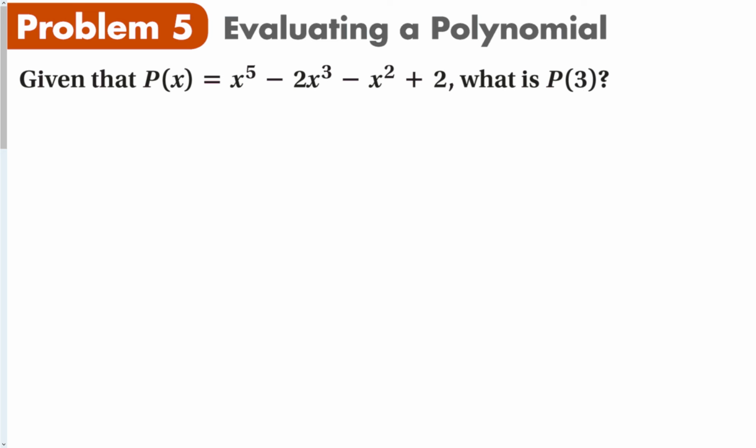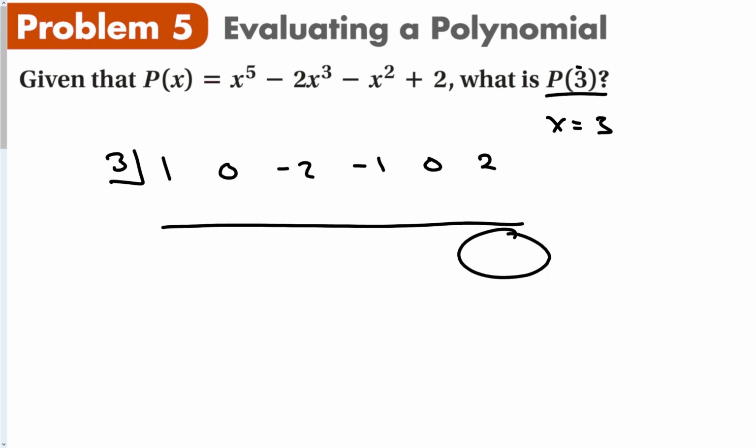Or you could use synthetic division, okay? Or synthetic substitution, this is called. The difference is that this is x equal to 3, so I don't have to change the sign. That is what goes into the box. I put a 1, I put a missing 0, put a -2, put a -1, I put a missing 0, I put a 2, and what I'm looking for now is the remainder. So P of 3 is going to be equal to whatever is in that circle right there.